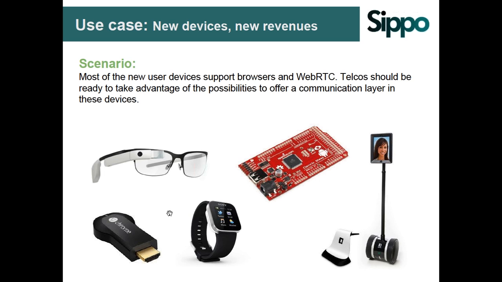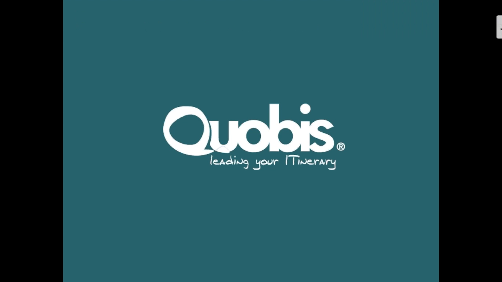The last slide is regarding new devices, new revenues. So here we have a Chromecast. That's something that I explained before. We have the possibility to connect this to HDMI and have a traditional television with no internet capacity become a new device that can be connected, a new device that can make calls, that can generate new revenues for the telco. But there are lots of different devices, and all of these devices are supporting WebRTC.